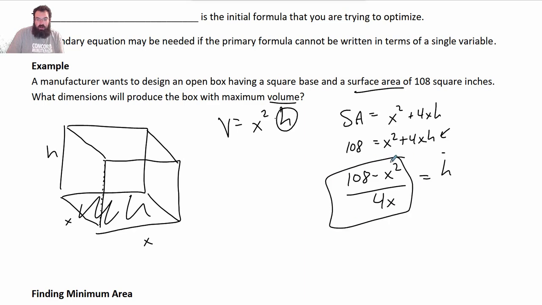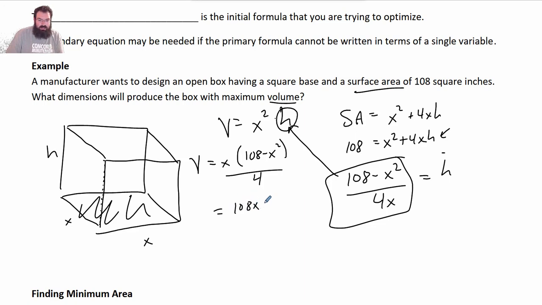So I'm going to take all of this and plug it in there, and then I'm just going to rewrite it. So X squared times that, it's just going to be X, and then there's going to be no X on the bottom. So it's X times 108 minus X squared, over 4. Okay, I'm going to distribute that because it's easier to take the derivative when I do that.